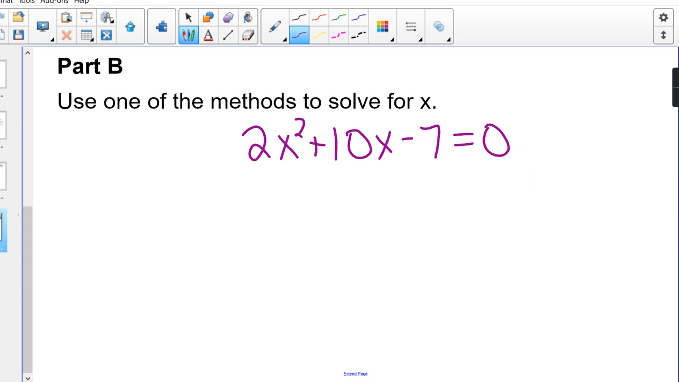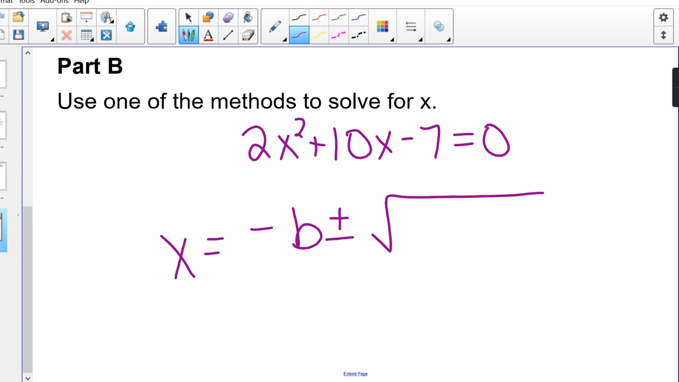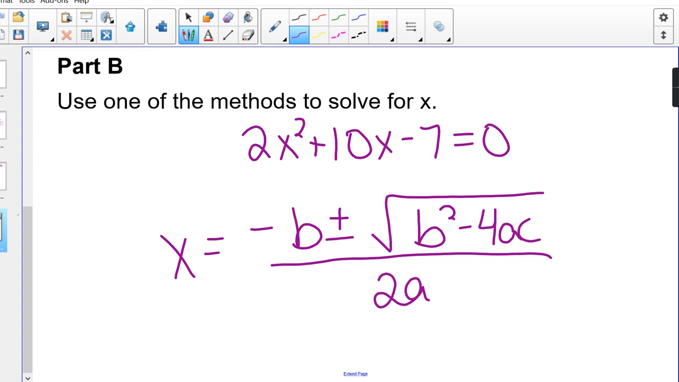So let's just recall what the quadratic formula is. x equals, because we're getting solutions, negative b plus or minus root of b squared minus 4ac, all divided by 2a. So now, in my equation, that first number, the coefficient of x squared, is the a, so 2 is a, 10 is b, and -7 is c.